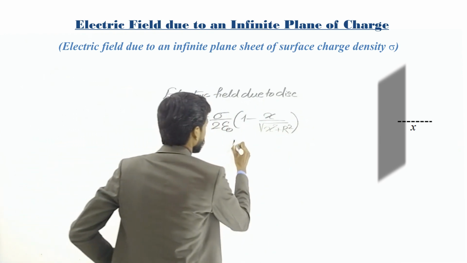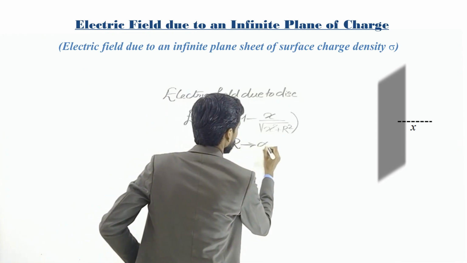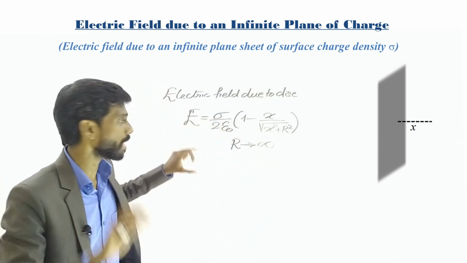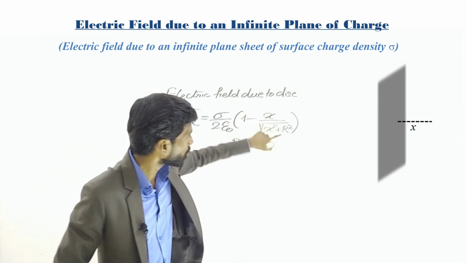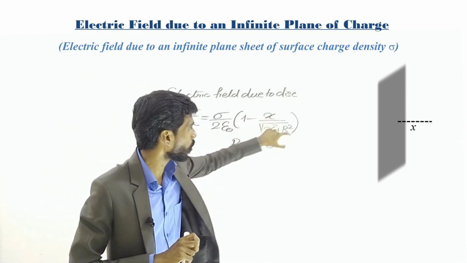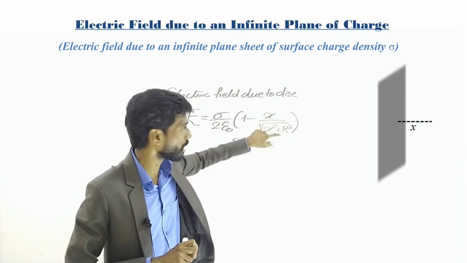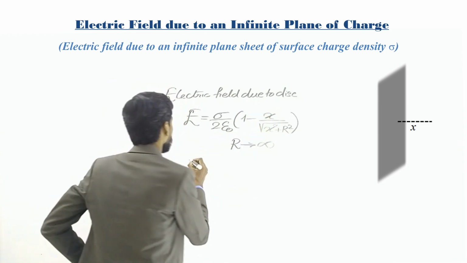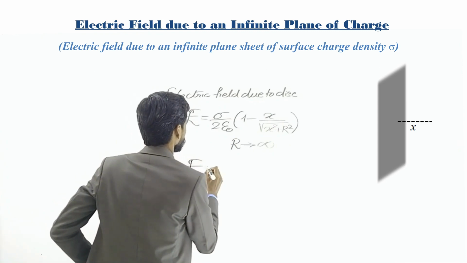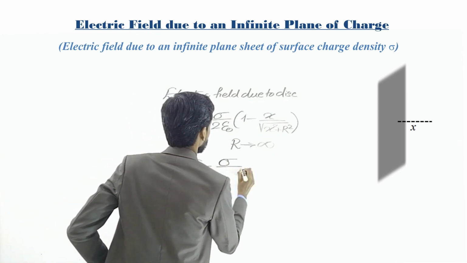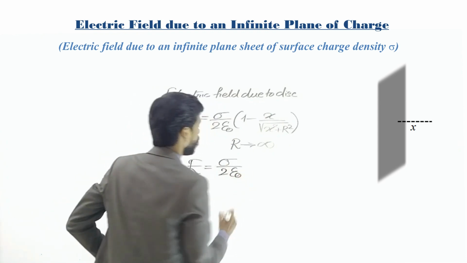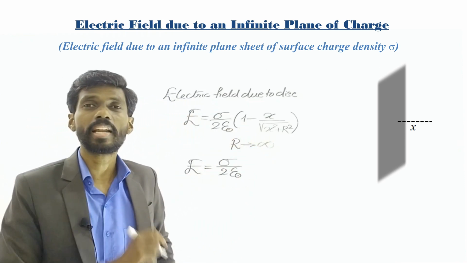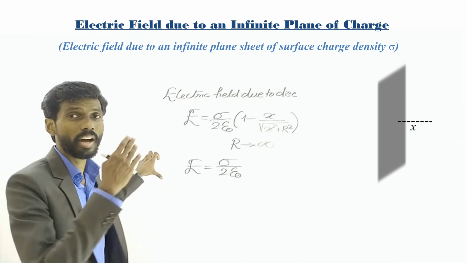Now we will substitute the value of r as infinity. As r tends to infinity, this becomes a very large plane. So r is infinity, so the denominator becomes infinity. So this whole value becomes 0, right? Something divided by infinity is a very small value, so this becomes 0. So that means our required electric field equals sigma divided by 2 epsilon 0. That's all. So this is the answer. This is the electric field due to an infinitely large plane.